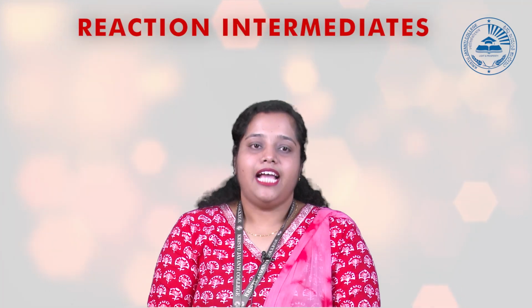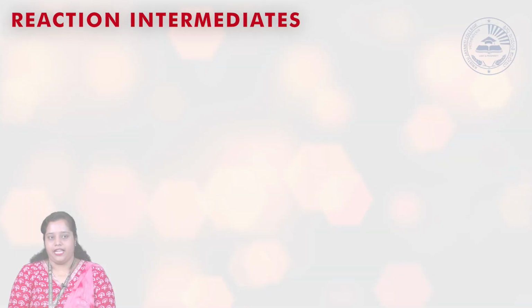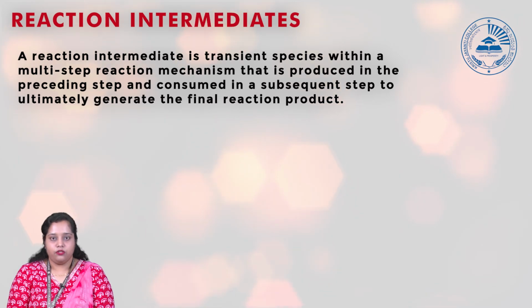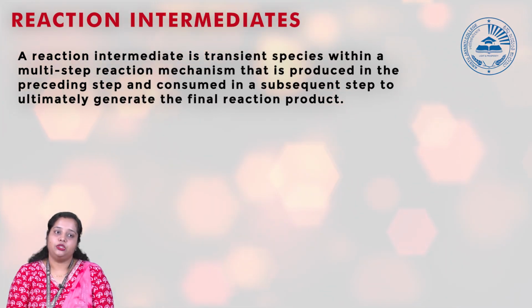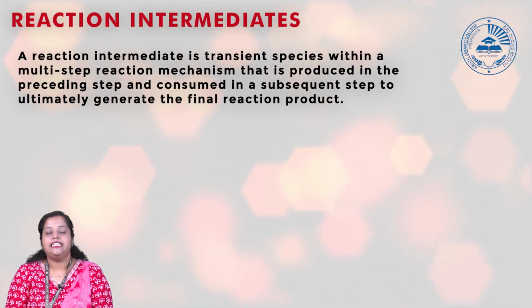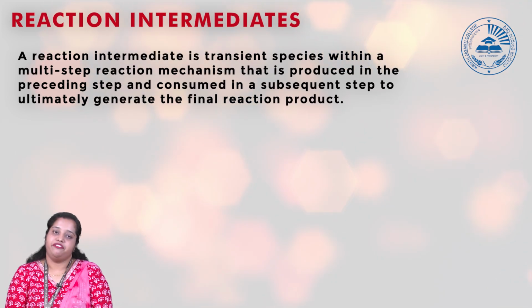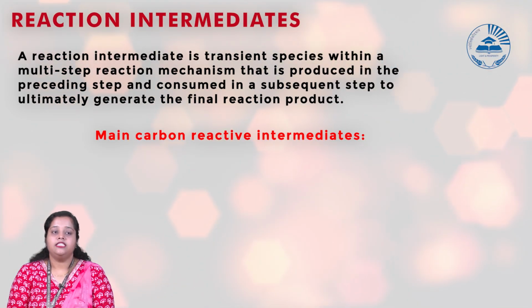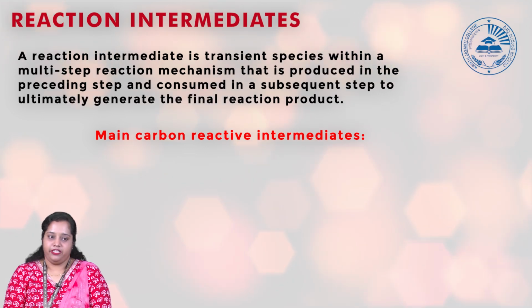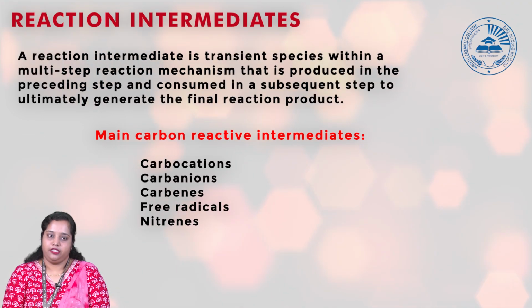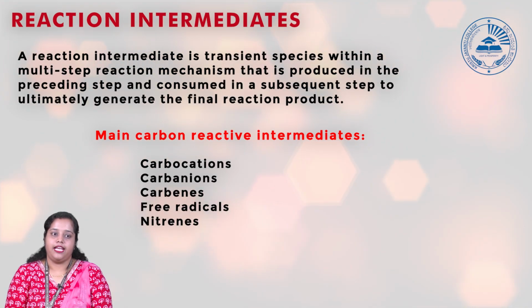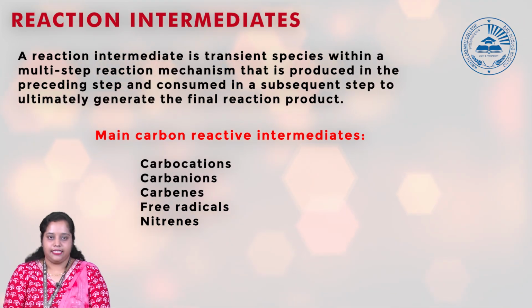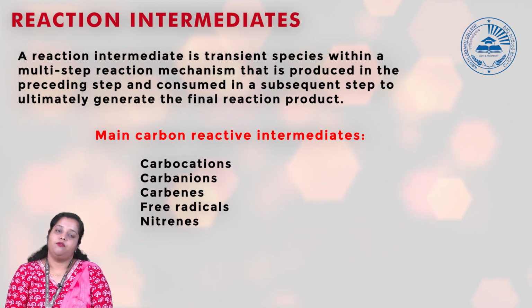Today we will be talking of reaction intermediates. A reaction intermediate is a transient species in a multi-step reaction mechanism, produced in the preceding step and consumed in the subsequent step to ultimately generate the final reaction product. Basically, we have 5 important reactive intermediates here: carbocations, carbanions, carbenes, free radicals and nitrenes, which we will be discussing one by one.